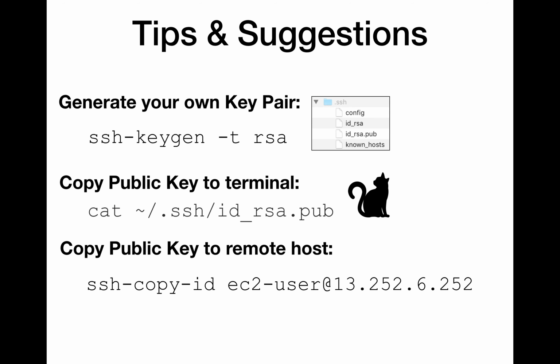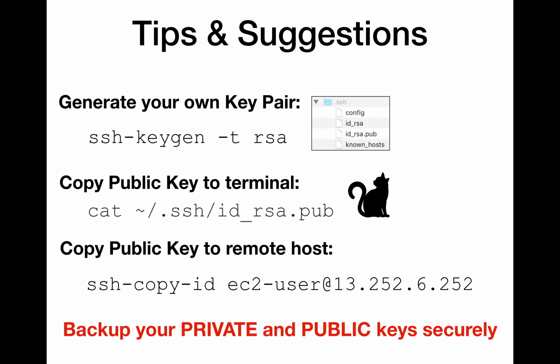So some of my tips and suggestions: I recommend generating your own key pair on your computer. Just execute ssh-keygen. It will create a private and a public key in your .ssh directory. Another tip is you can easily copy the public key to your terminal using the cat command. And ssh-copy-id is an easy way to copy your public key from your local system to a remote host. It'll add your public key to the authorized keys file in the remote host. And of course, back up your private and public keys securely. You want to save those.